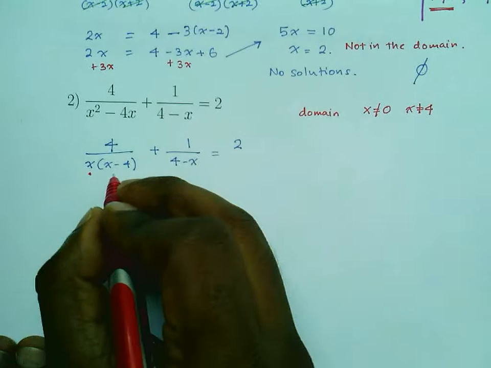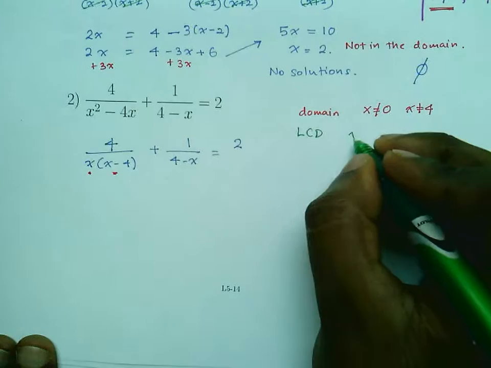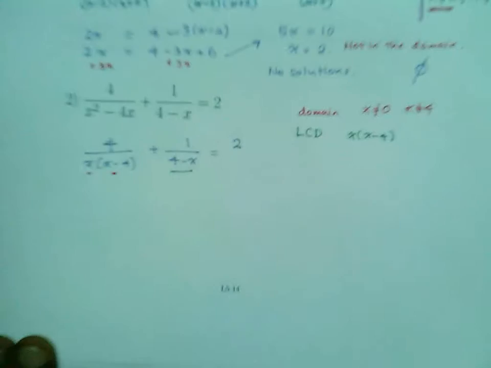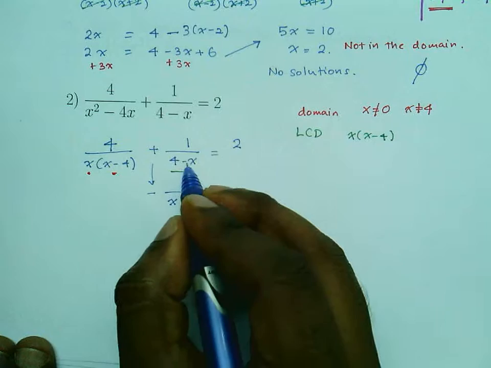So if you get the answer 0 or 4, you can just cross it off because it's not in the domain. And also just note the LCD here is x times x minus 4. Now this factor right here looks like 4 minus x, it looks like a different factor, but what you can do here is make this negative, which means you have to change this one. So minus x becomes plus x and plus 4 becomes minus 4.